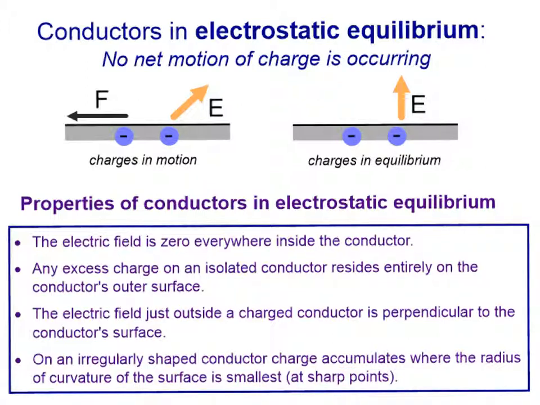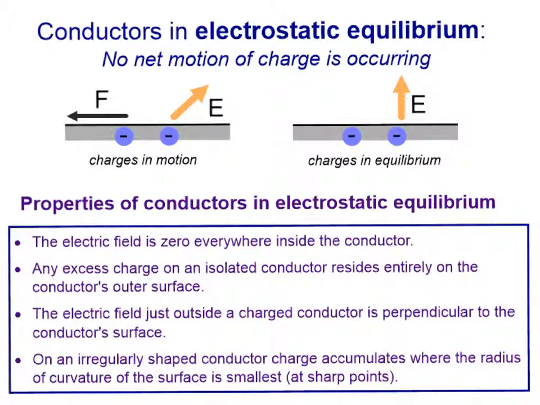And we know that that has to be true because if there were an electric field inside a conductor, then the free charges would move and a flow of charge, or a current, would be created, and then the conductor would no longer be in electrostatic equilibrium. The second property is that any excess charge that there might happen to be would reside entirely on the outer surface of the conductor. It is not inside, but it's on the outer surface.